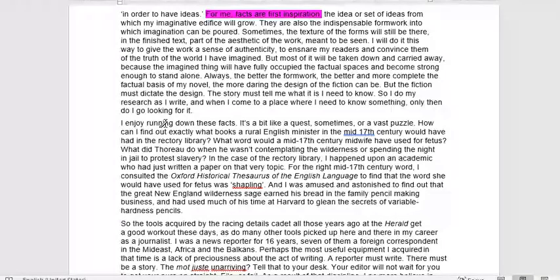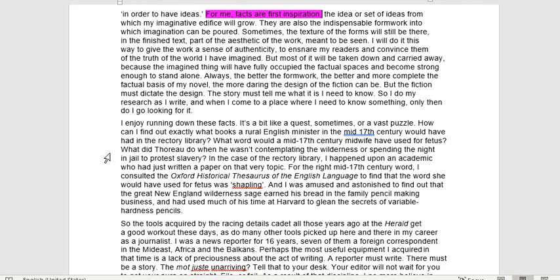I enjoy running down these facts. It's a bit like a quest sometimes, or a vast puzzle. How can I find out exactly what books a rural English minister in the mid-17th century would have had in the rectory library? What word would a mid-17th century midwife have used for fetus? What did Thoreau do when he wasn't contemplating the wilderness or spending the night in jail to protest slavery? In the case of the rectory library, I happened upon an academic who had just written a paper on that very topic.